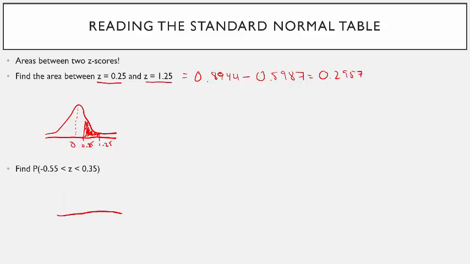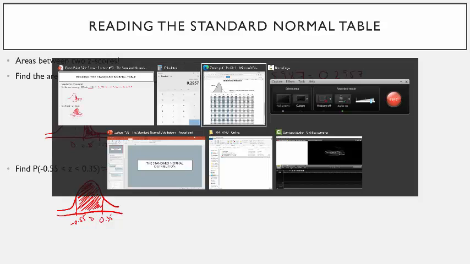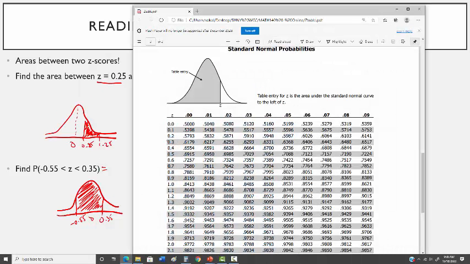Let's do the last one here. So let's find the probability that a z-score is between 0.35 and minus 0.55. So I want to find the area, the probability that you're between that. So it's this red shaded area. All right, so let's go look up 0.35. 0.35 right here. So the first two digits 0.3 and then the 5. So it's 0.6368.